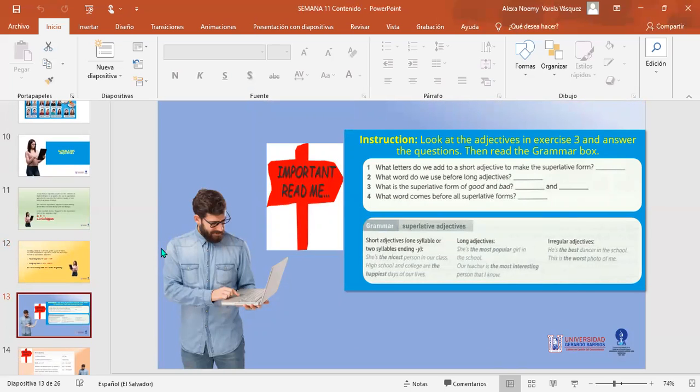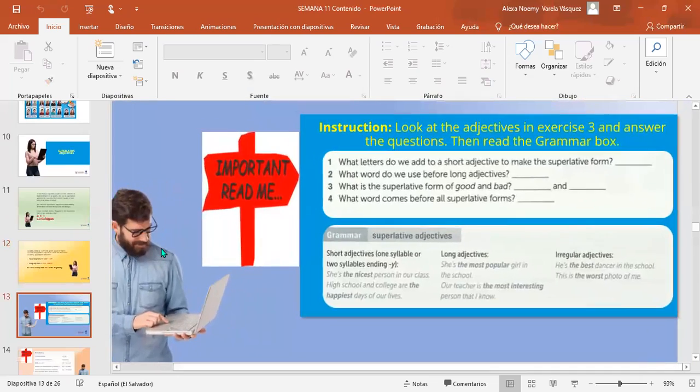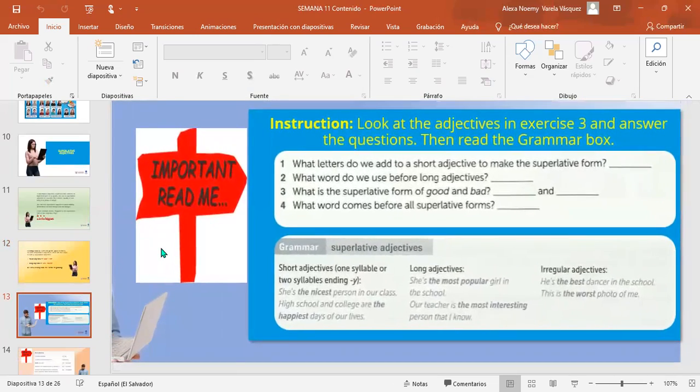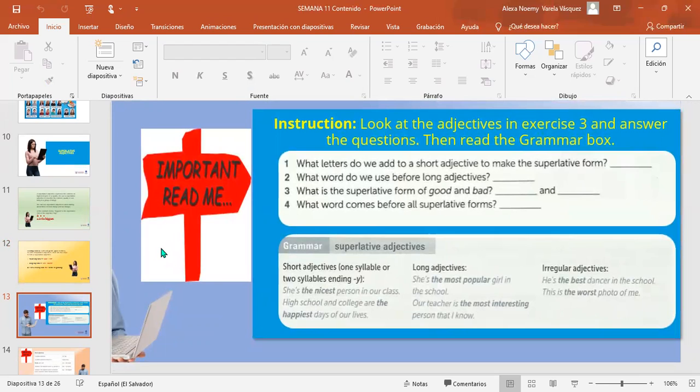We're going to do the following exercise. The instructions are: look at the adjectives in exercise 3 and answer the questions. Then read the grammar book. Okay, with the first sentence, we have: what letters do we add to a short adjective to make the superlative form? And this answer, guys, is EST, okay? Why? Because we have short adjectives.